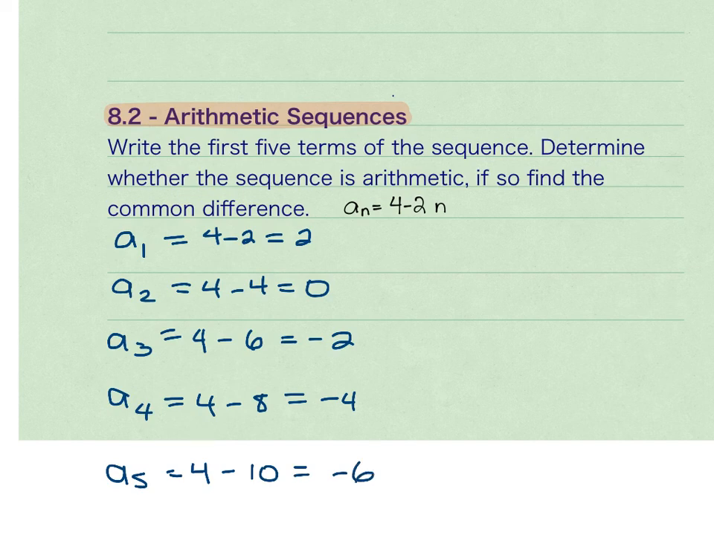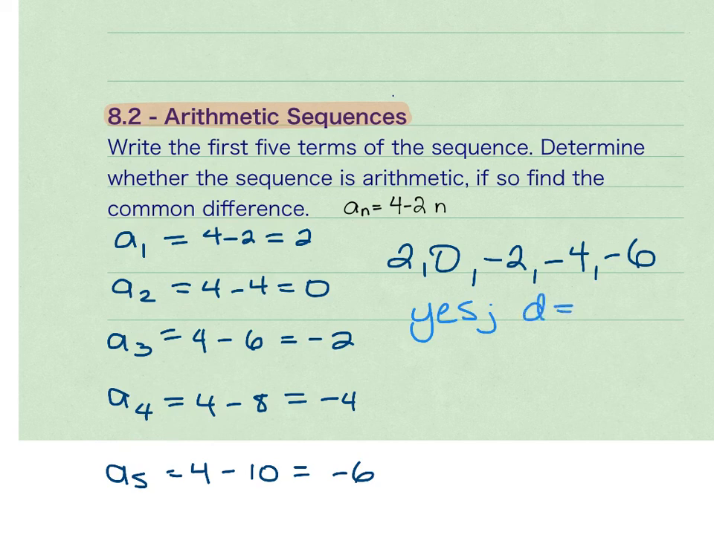And then arithmetic means you're adding or subtracting the same number from each term. So if I compare 2, 0, negative 2, negative 4, and negative 6, what's happening every time? Subtracting 2. So yes, this is arithmetic. And d is negative 2. If it was increasing every time, it's positive 2. If it's decreasing, it's negative.